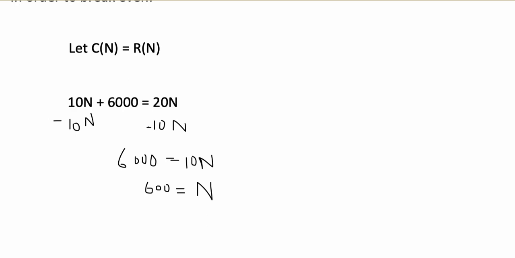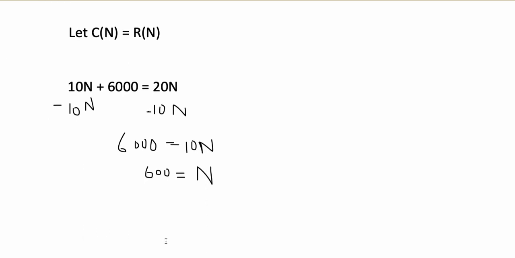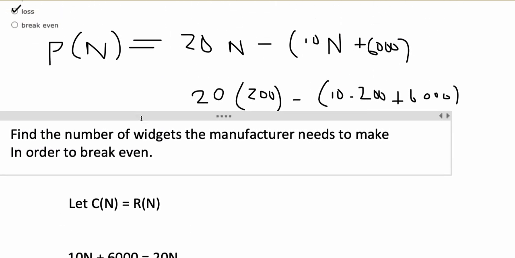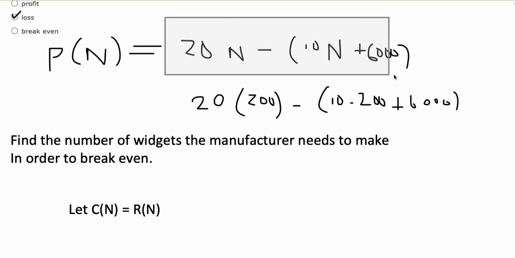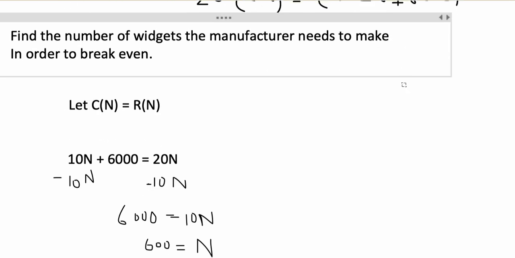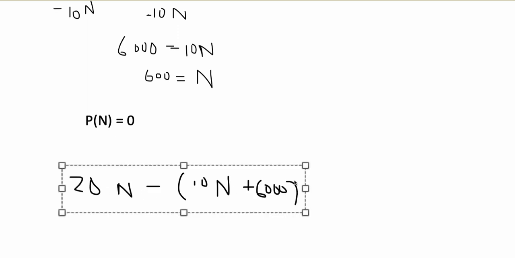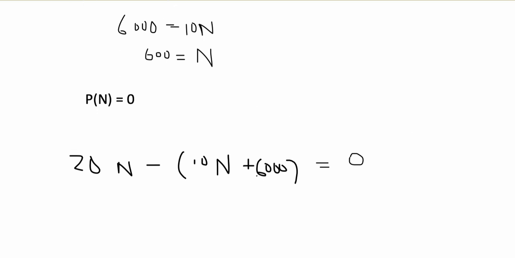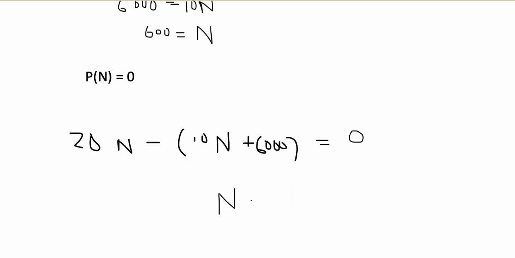The other way to do it, though, just to be aware of this, is to set the profit function equal to 0. Now if we go back to the profit function that we had, it was this. You want to now set that profit function equal to 0 so that we break even. You want to make no profit. And then solve that. If you solve that, I'll tell you what it's going to be. n is going to be 600. Either way is valid.